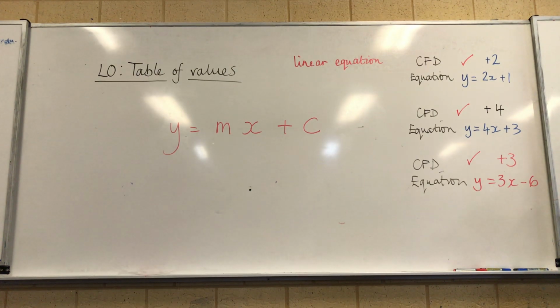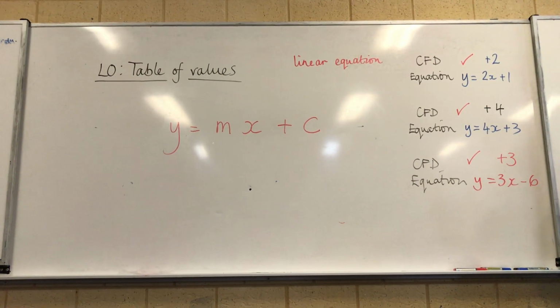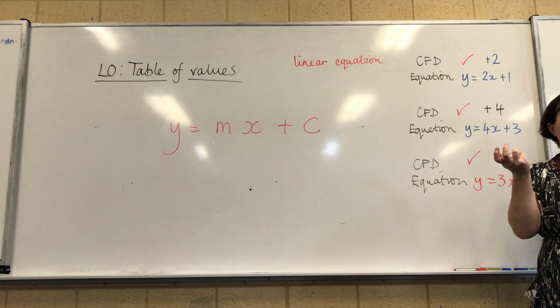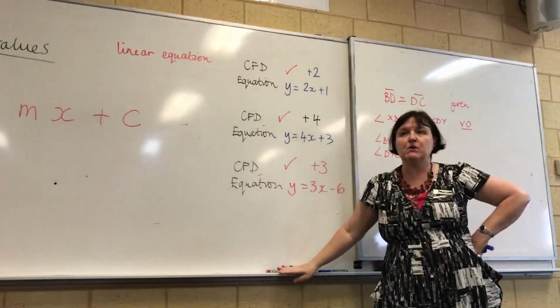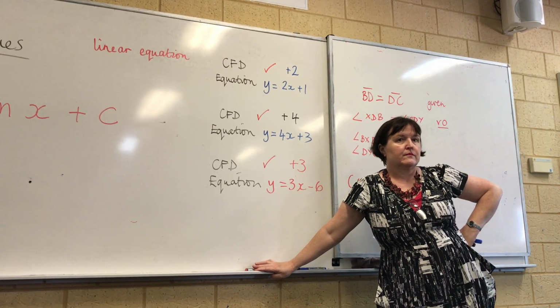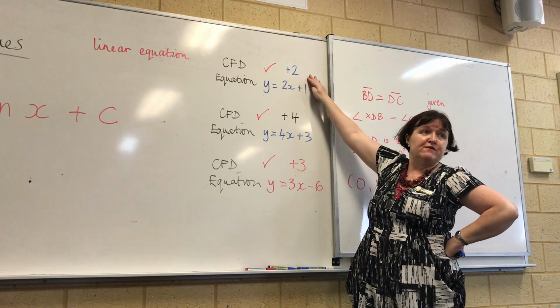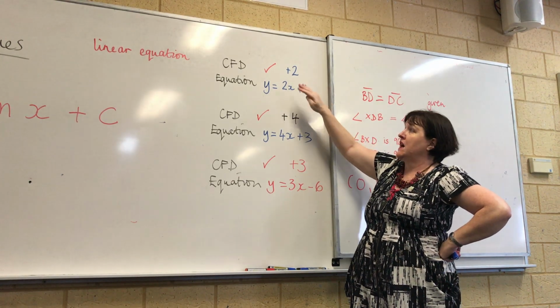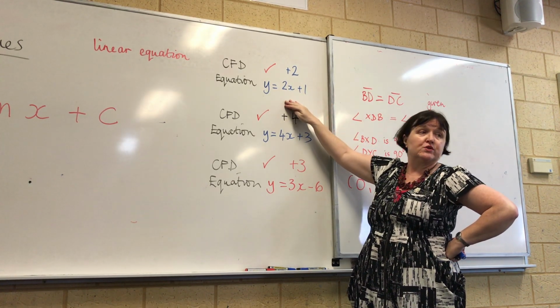And that means that if we had plotted them on the Cartesian plane, they would have been a straight line. Okay? But what I want you to have a look at is, can anyone see a connection between the constant first difference and the function? Can anyone see the connection? So here you've got a constant first difference of 2, and your function or your equation is y equals 2x plus 1.